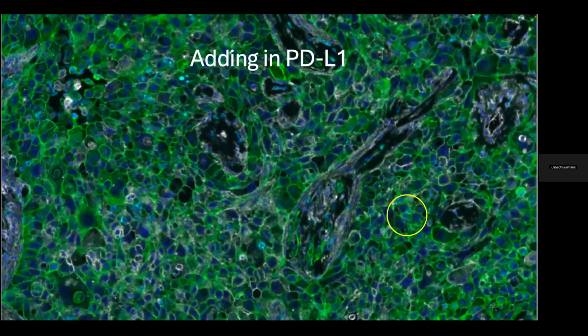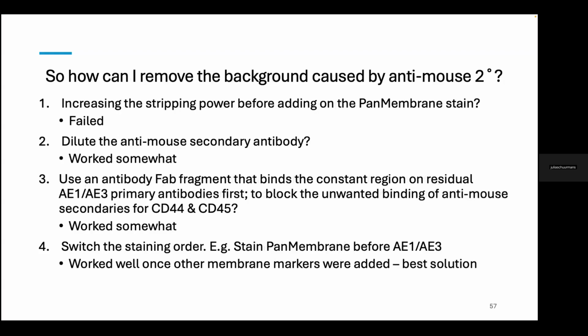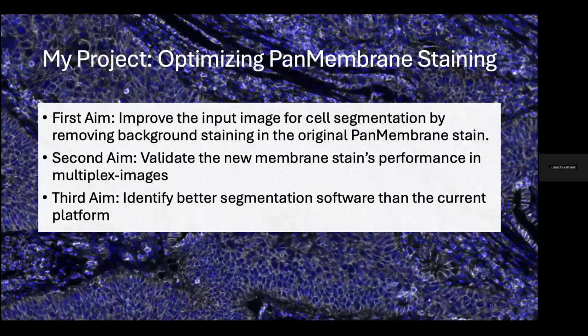And then, because I'm used to looking at it in white, false coloring it to white, I largely recover my PanMembrane stain, and I'm able to get crisper outlining of all the cells with a higher contrast than I was getting with my other solutions prior to this. So that worked pretty well and was my best solution so far. However, I have my third aim.